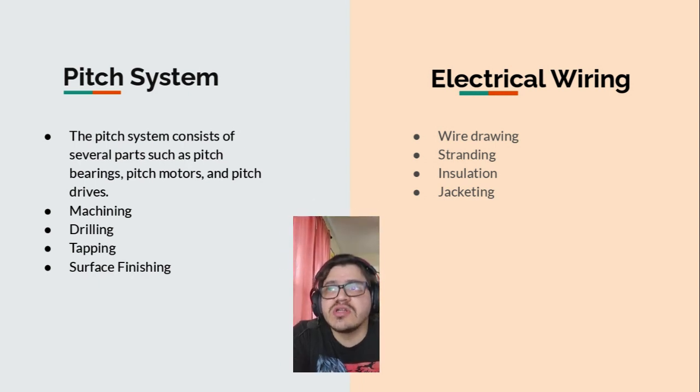In terms of production, electrical wiring goes through several processes. They go through wire drawing, which involves going through several dies to reduce its diameter. After that, they go to wire stranding, which involves twisting the multiple wires together to create a single strand. Then they go through the jacketing and insulation process.